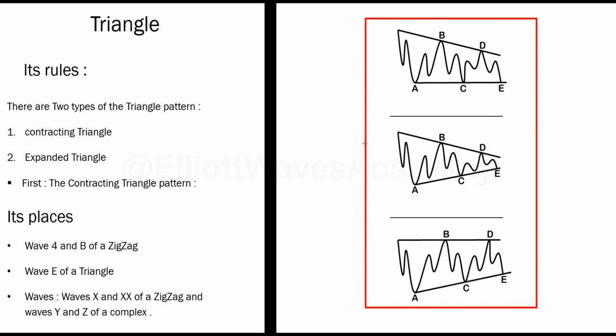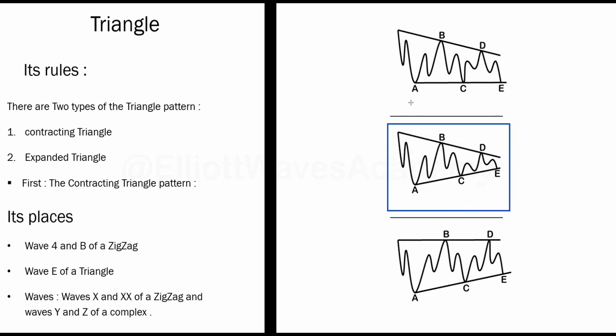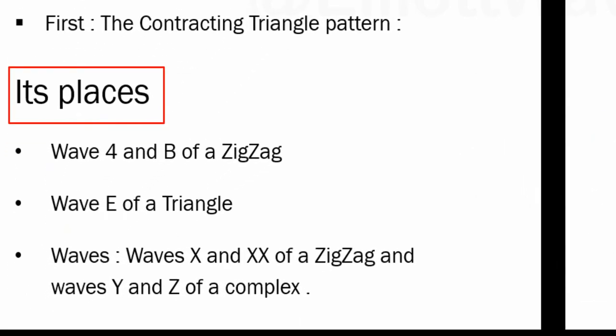The first one is the normal shape of the contracting triangle, and we have two other forms which are the descending form and the ascending form. So where can we see this pattern? We can see this pattern in wave 4 and wave B of a zigzag, in the wave E of a triangle itself. Also we can see it in wave X and XX of a zigzag form, which means the double zigzag or triple zigzag, and we can see it in wave Y or wave Z of a complex pattern.